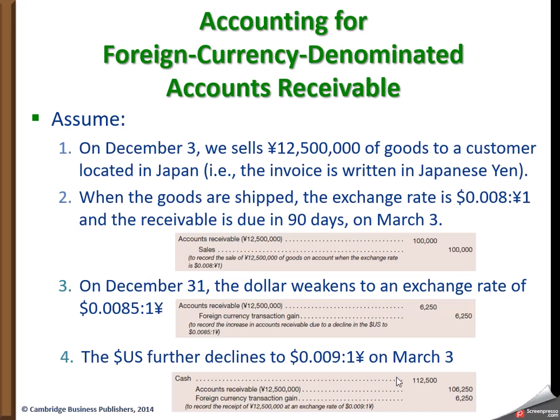12,500,000 yen times that 0.009 gives us $112,500 of cash. Our accounts receivable, we can see above, we just adjusted it at the end of the year to $106,250. So we got another $6,250. So again, it resulted in a gain.